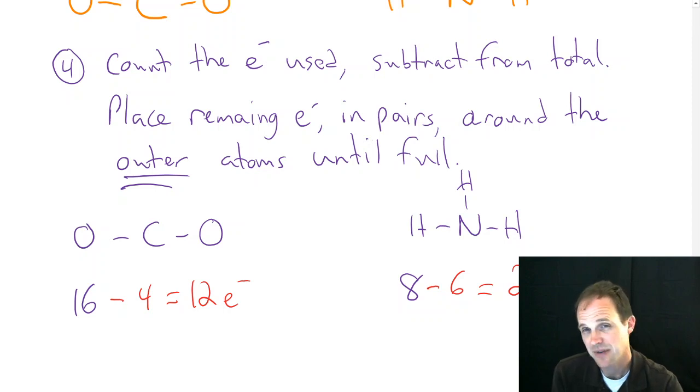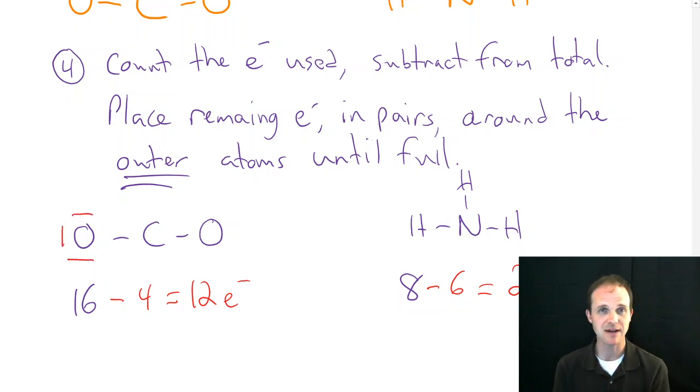And again, we always count by 2s, just because it's easier when we're doing these kinds of things, because it almost always comes in pairs. We're going to say 2, 4, 6. And I'm going to stop on that oxygen. I could have picked the other oxygen, but I'm going to stop on that oxygen. Why? Because now that oxygen sees 8 electrons around it, so it's full.